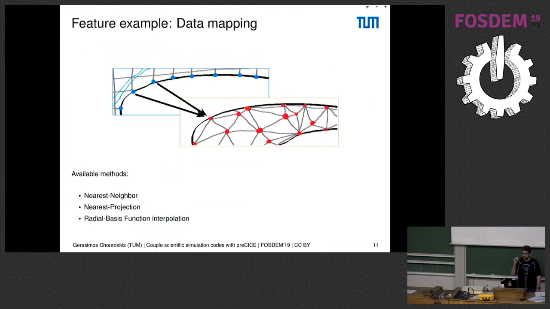And let's look at just one example of these features. The two simulations have two different grids that are completely different. They don't know about each other. And on the interface, we need to find out which points should be used to interpolate, for example, the force acting from the fluid to the solid. And for this, we provide several methods that you can use, from a very simple method of taking the nearest point, the nearest neighbor, to projecting and interpolating, or some more sophisticated interpolation with RBF.